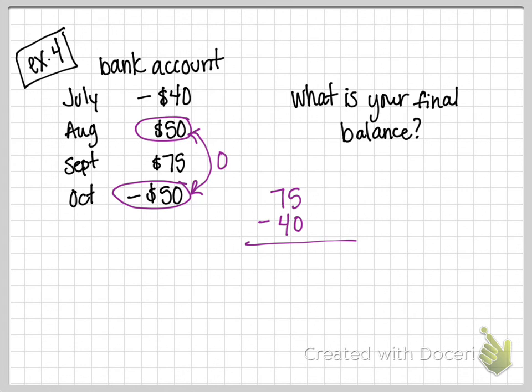Subtract in the way that makes sense, because they're different signs. We end up with 35, and it's positive because 75 was the larger number. Please make sure with word problems that we always label them. So we're talking about money, we're talking about an account. So your answer is $35 in your account at the end.